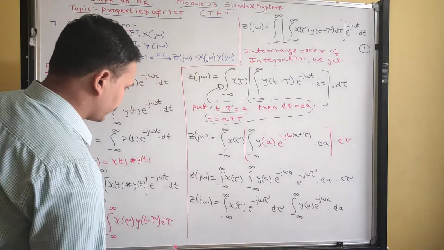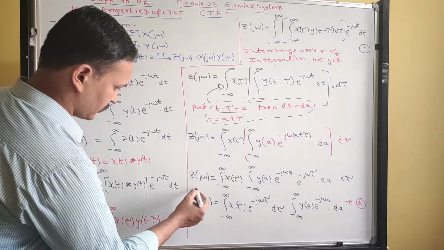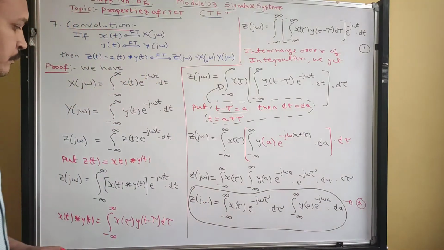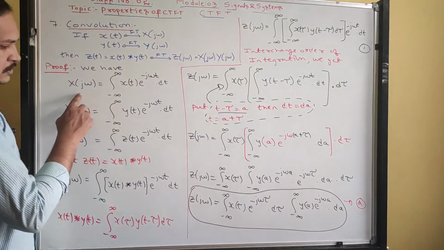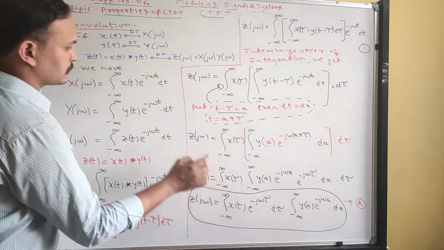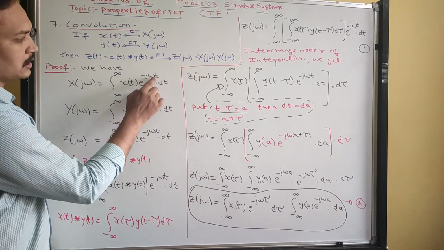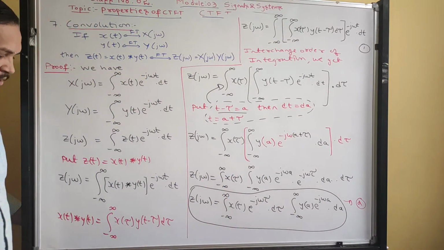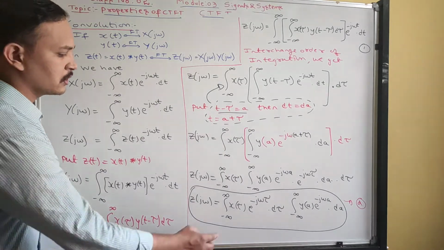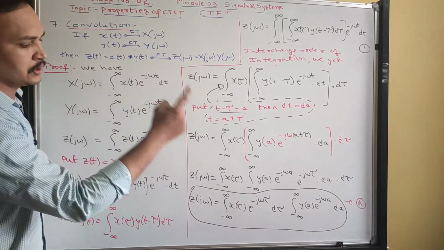So now compare equations. Take this entire equation as equation number 2. Now compare it with this: minus infinity to infinity, x of tau, e power minus j omega tau, d tau. But I said earlier, tau is a dummy variable. So this term is the same as this one, the only difference is that t is changed to tau.